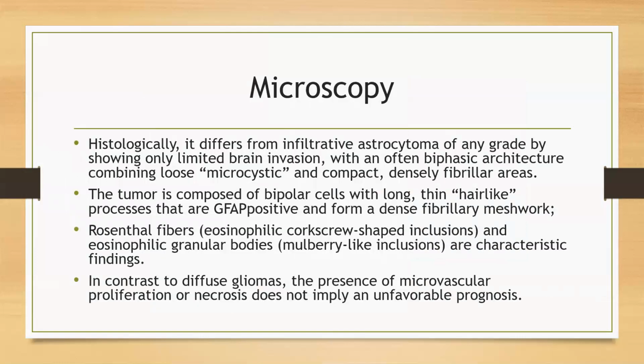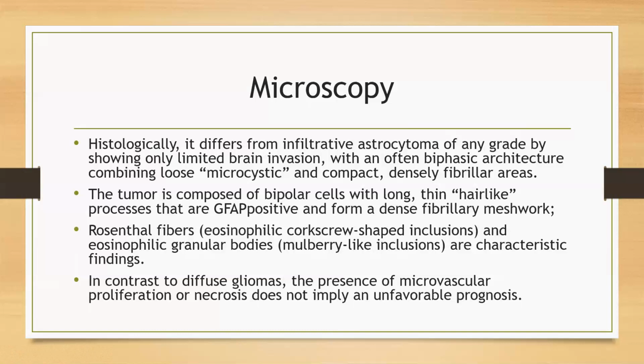Talking about microscopy, histologically it differs from infiltrative astrocytoma of any grade by showing only limited invasion with often biphasic architecture combining loose microcystic and compact densely fibrillar areas. So pilocytic astrocytoma has biphasic architecture. Biphasic architecture means they have both loose microcystic areas and compact densely fibrillar areas. Remember this.